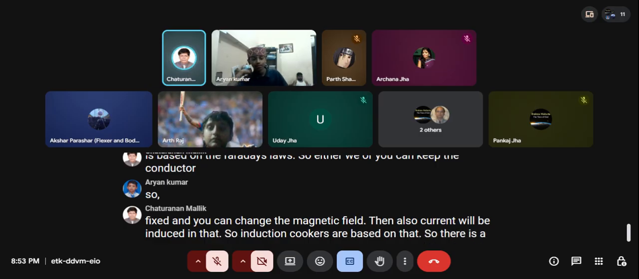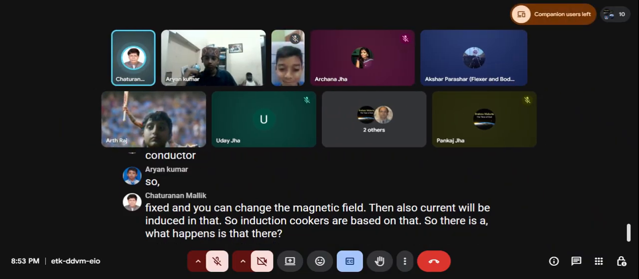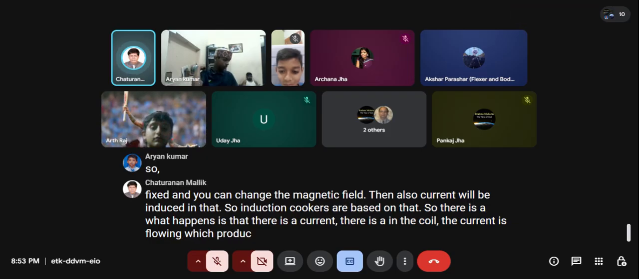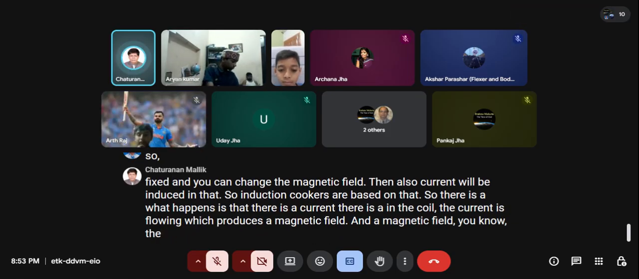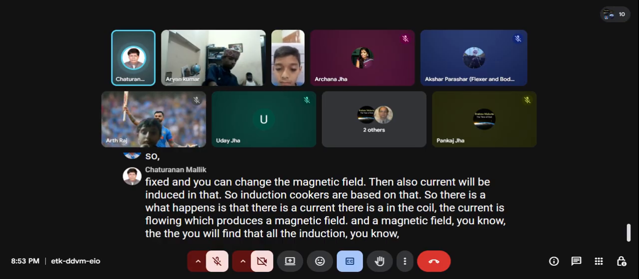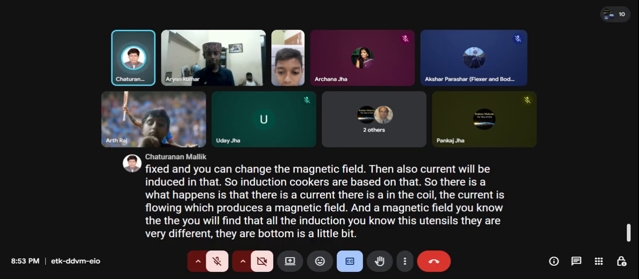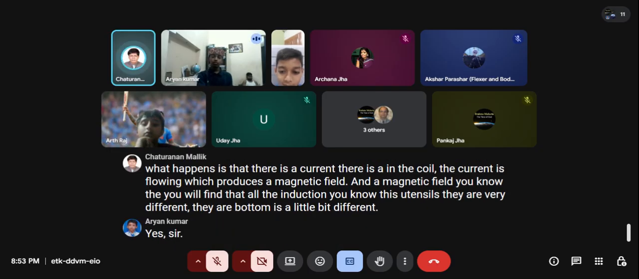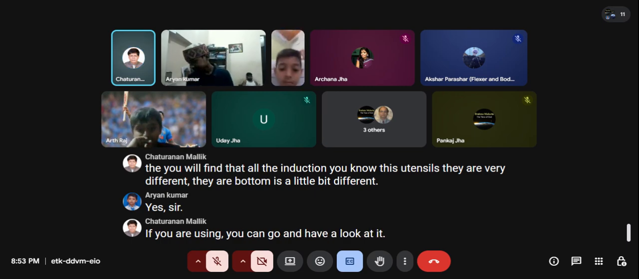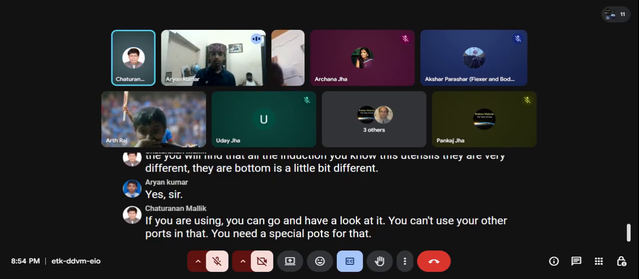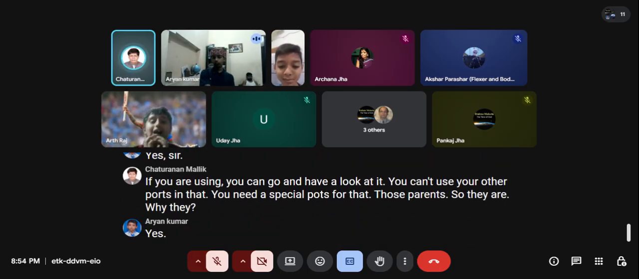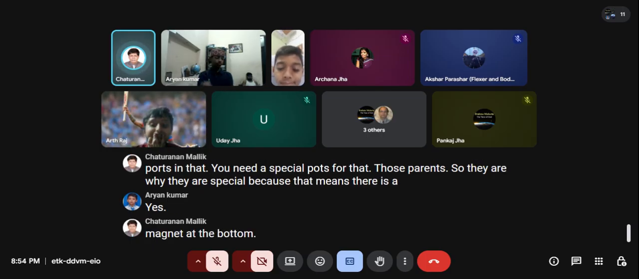What happens is that in the coil, a current is flowing, which produces a magnetic field. You will find that the utensils for induction are very different. Their bottom is a little bit different. You can go and have a look at it. You can't use your other pots in that. You need special pots for that, because there is a magnet at the bottom of those things.